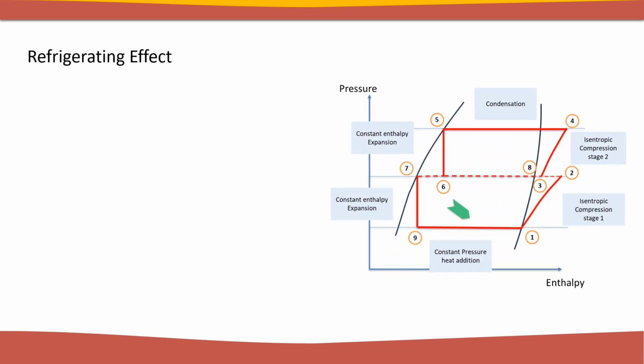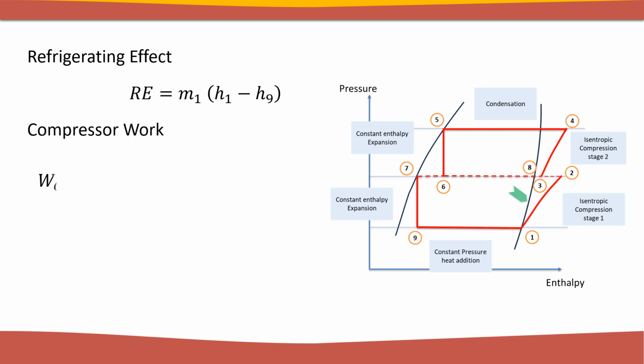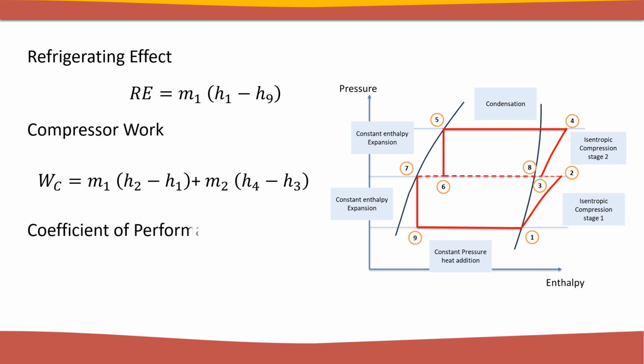Refrigerating effect RE equals M1 times (H1 minus H9). The compression work WC is M1 times (H2 minus H1), plus M2 times (H4 minus H3). The coefficient of performance is calculated by dividing RE by WC.